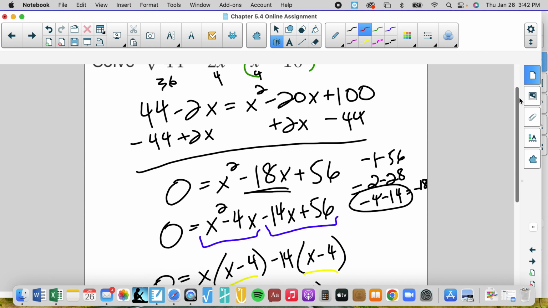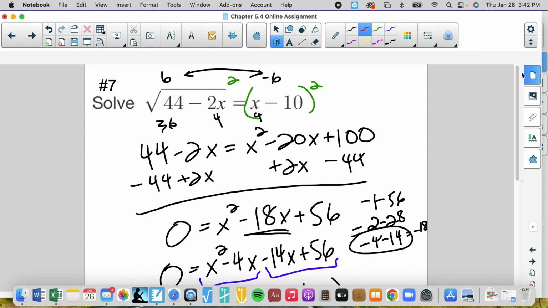And now I'm going to test 14. So let's test 14 here. Let's erase some of these numbers. So if I test 14, I get negative 28, and 44 gives me 16. Sorry, so the square root of 16 is 4.